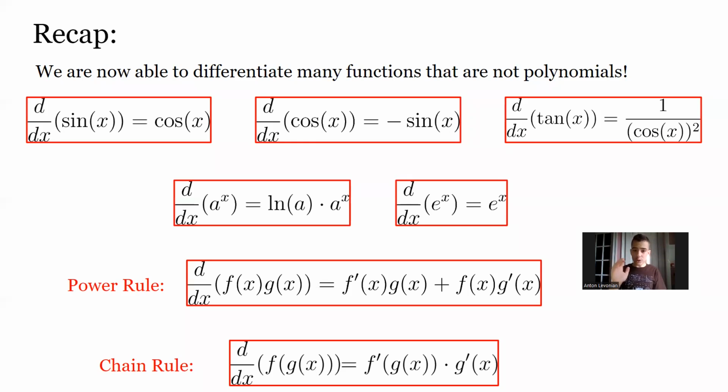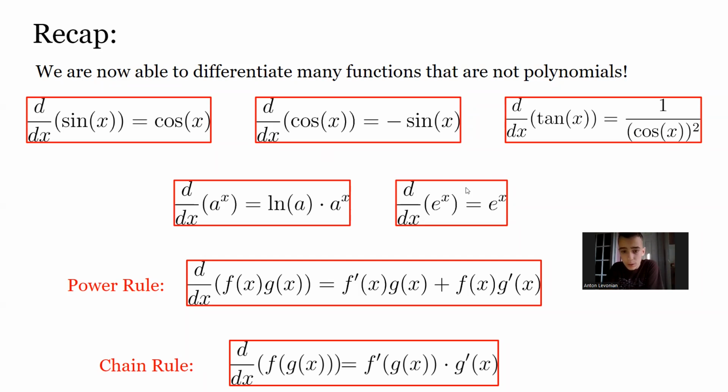And then a very special thing happens when this natural log of a goes to 1, or when a equals e. And in that case, the derivative of e to the x equals e to the x. So once again, e we defined using our weird limit thing at the beginning, but this is a very important application of this constant.